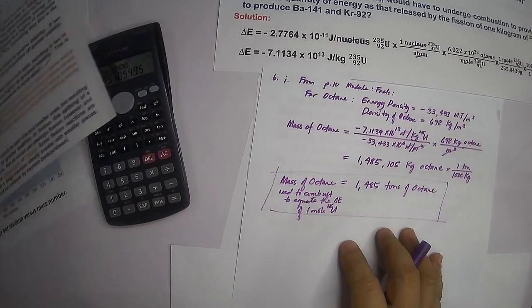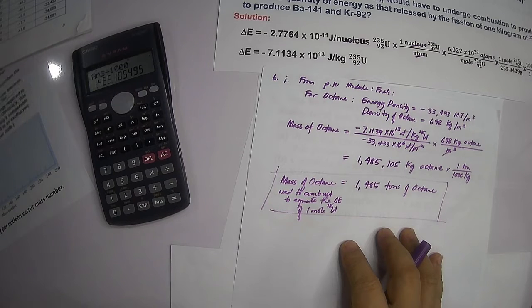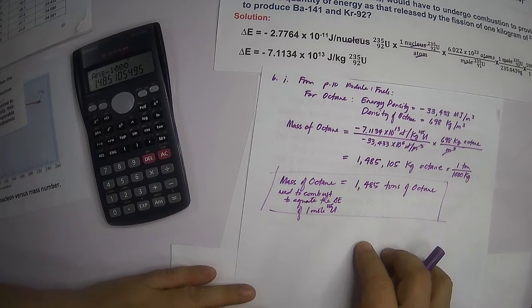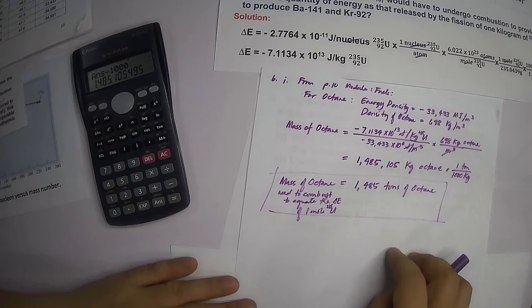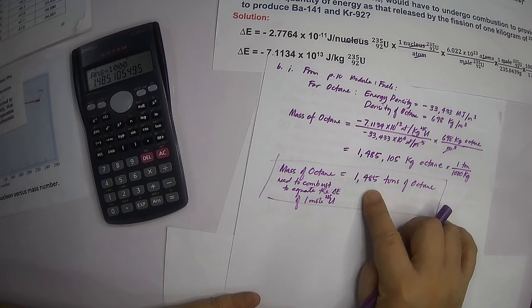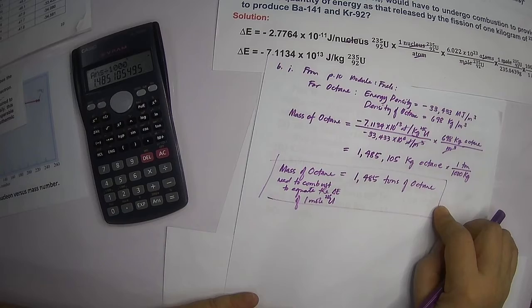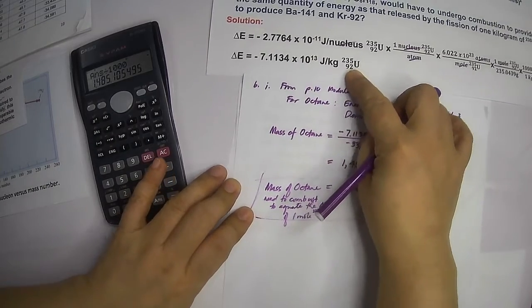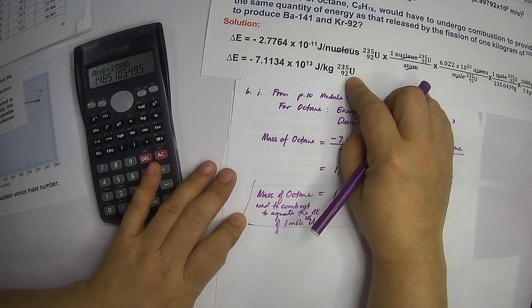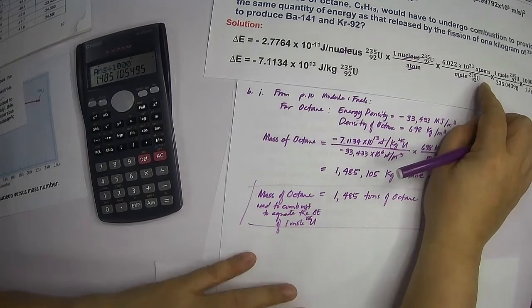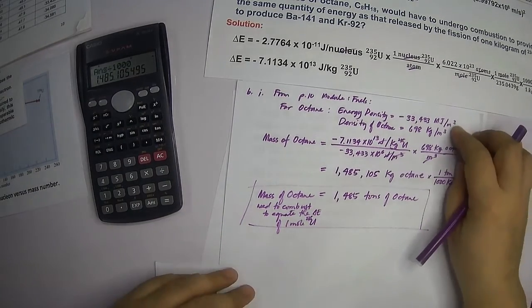See, because in our discussion on thermochemistry, you can recall that the energy released in an exothermic chemical reaction is typically on the order of hundreds of kilojoule per mole. So you need 1,485 tons of octane to be burned to equate that much energy released by 1 kilogram of uranium-235 undergoing fission reaction, splitting into barium-141 and krypton-92.